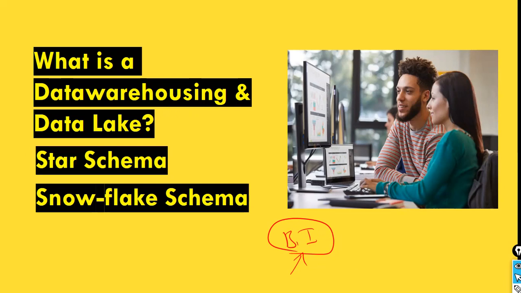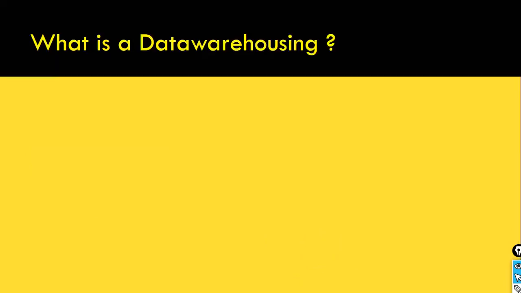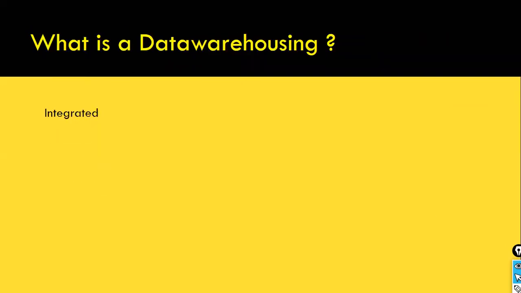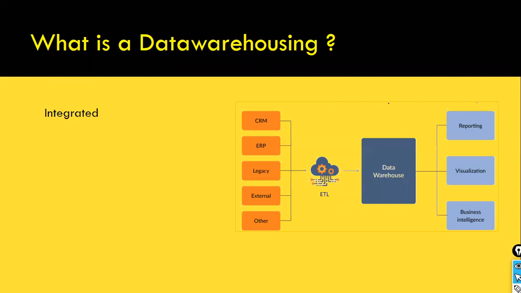As part of this, you should be knowing what is data warehousing and what is data lake. So we'll start with understanding what is a data warehousing. This is what you can see, the data warehouse in this block diagram, in the middle one. This is the central repository of well-structured data gathered from diverse sources.